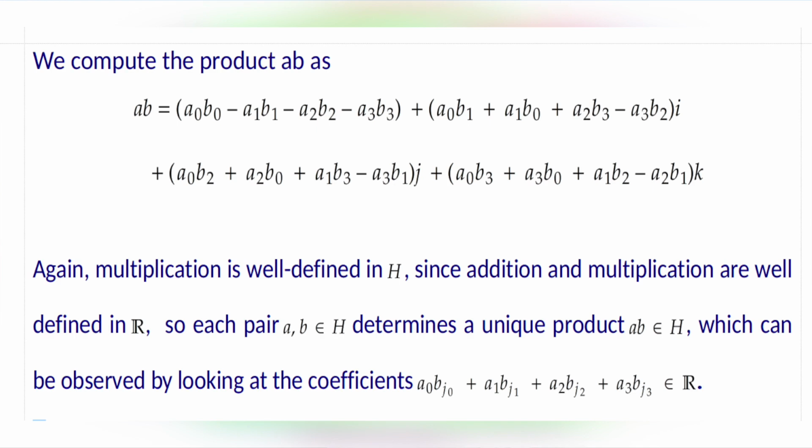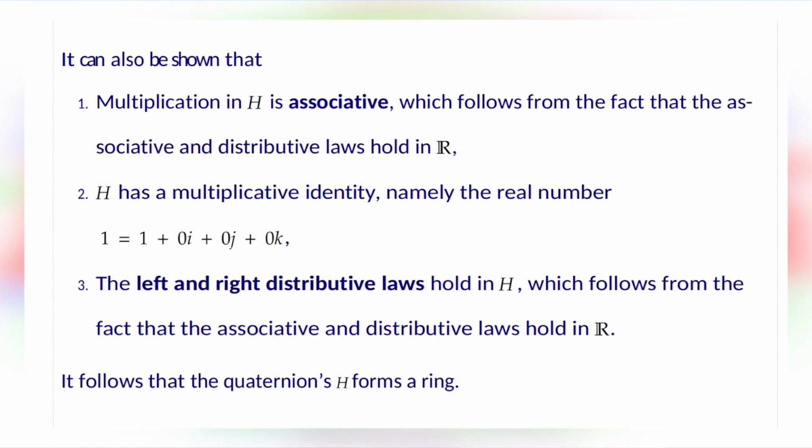Again, multiplication is well defined in H. Since addition and multiplication are well defined in R, each pair A, B in H determines a unique product AB in H, which can be observed by looking at the coefficients a0b0 plus a1b1 plus a2b2 plus a3b3, which belongs to R.